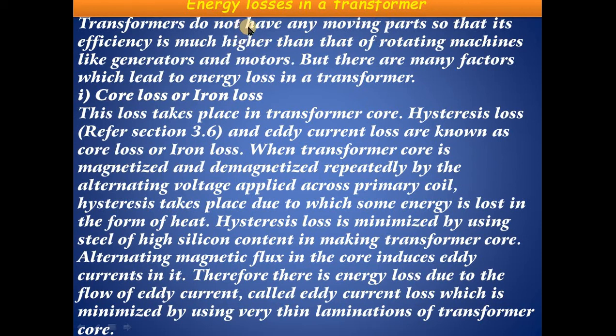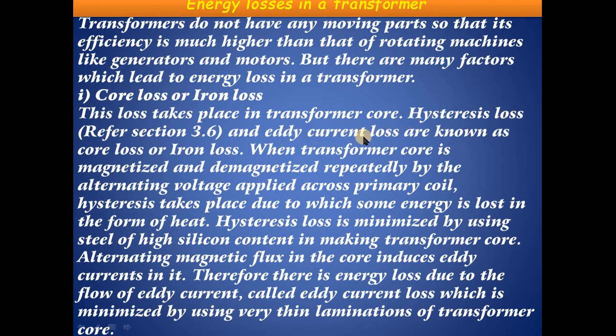Energy losses in the transformer. Transformers do not have any moving parts, so its efficiency is much higher than that of rotating machines like generators and motors. But there are many factors which lead to energy loss in a transformer. So, the first loss is core loss or iron loss. What is meant by core loss or iron loss? This loss takes place in the transformer core.